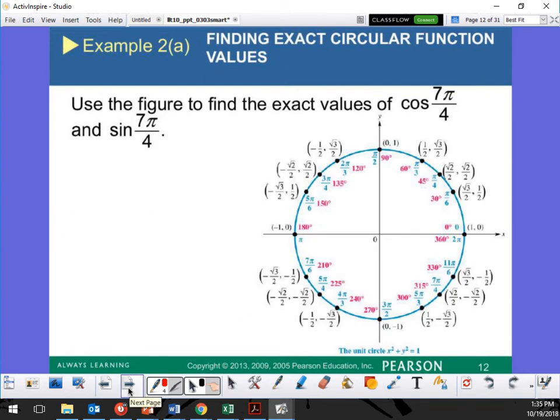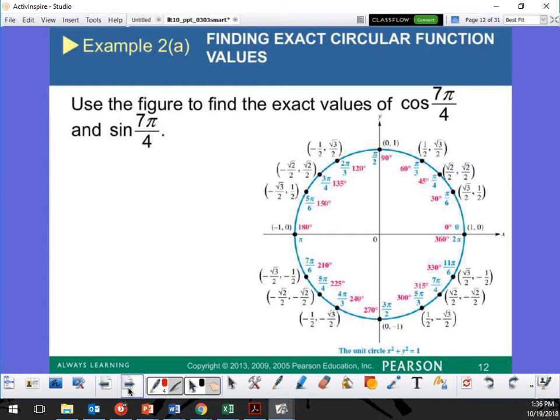Use the figure to find the exact value of cosine 7 pi over 4 and sine 7 pi over 4. Now, everyone, with the magic finger, put your finger on 7 pi over 4. Good. Okay. So now, the unit circle is your friend. It's going to give you all your answers.